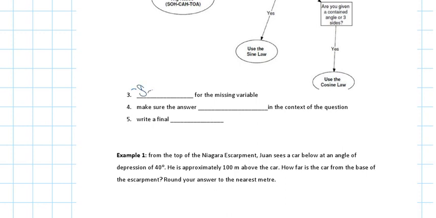Variable, so whenever you're solving, and it's asking you, let's say you have angle A, and it's asking you for side A, and then it gives you side B and side C. These are the given information, then you're going to solve for side A. You're going to have to make sure that the answer makes sense in the context of the question, and you're going to write a final statement.